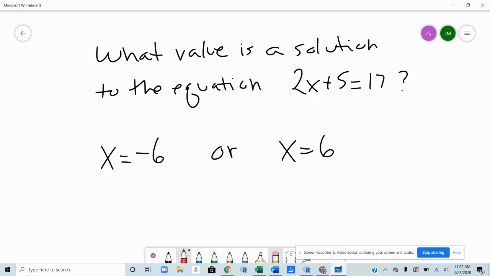You can solve like we just learned in the last video, or you can use those values and plug them in for x or whatever your variable is and see if it's true or not. Okay, so you can do 2x plus 5 equals 17, and we're going to check to see if x equals -6 is correct.